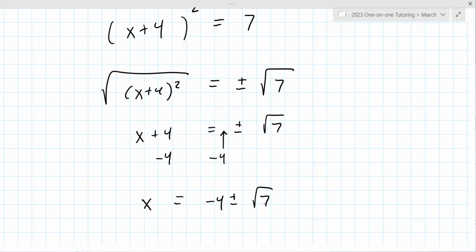Do you want to do one more, or should we move on to something else? Yes, I could go. All right, x squared minus 6x equals, let's go, 2. Good. Do you want me to just give you the steps and just go down? Tell me what to do next.